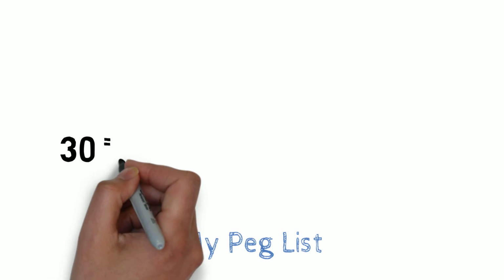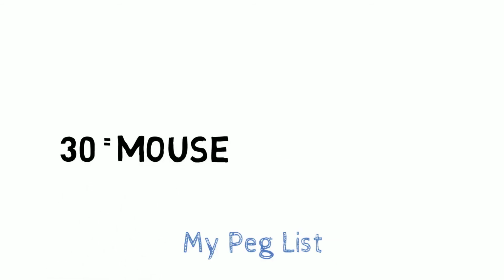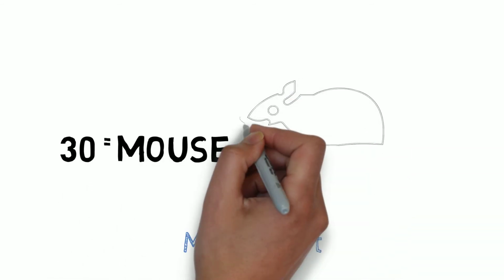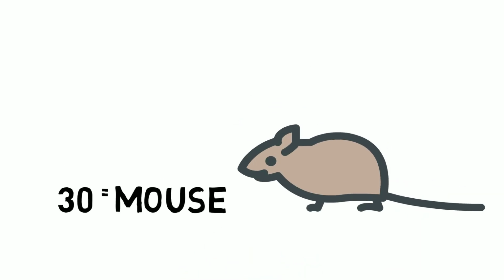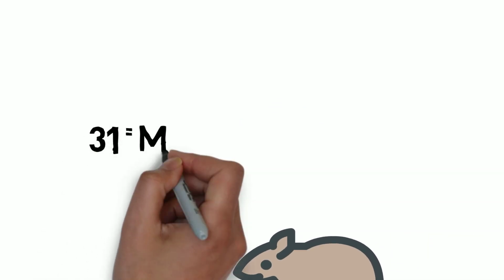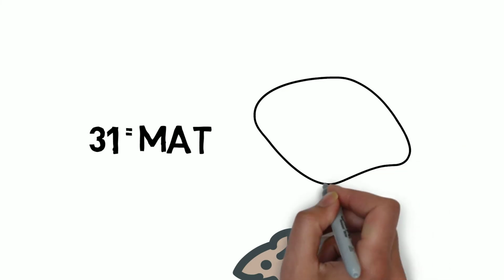So to help you use your imagination to create your own peg words, have a look at my own peg list. I've used the Swahili language to form words for specific numbers, but I'll also show you the English translations. For number 30, I use the word mouse, and I simply picture a mouse whenever I see the number. For 31, I use the word mat. I imagine looking at a beautiful mat.